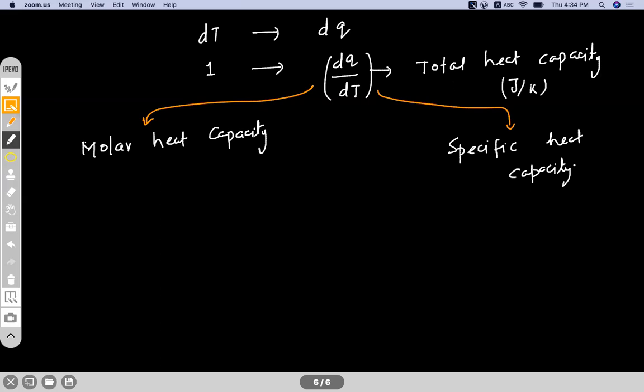Yes, we can relate molar heat capacity and specific heat capacity. One second, I'm coming to that point. I hope you understand these two things. Molar heat capacity is defined for 1 mole. Very simple: for a 1 degree rise in temperature, what is the heat required? Here everything is the same, and we also add 1 mole of substance.